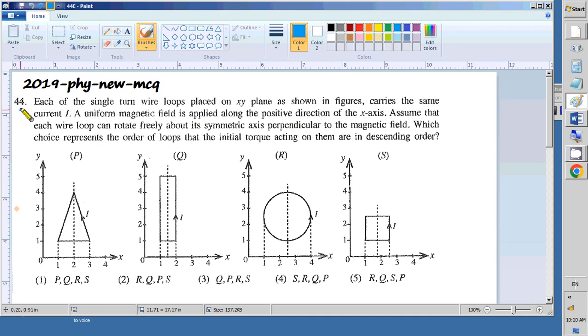Today I am going to discuss question number 44 from the MCQ part of the 2019 Physics New Syllabus paper. Each of the single turn wire loops is placed on the XY plane as shown in the figures.